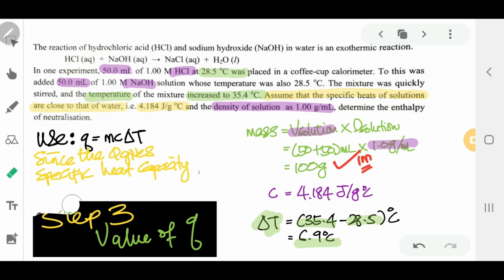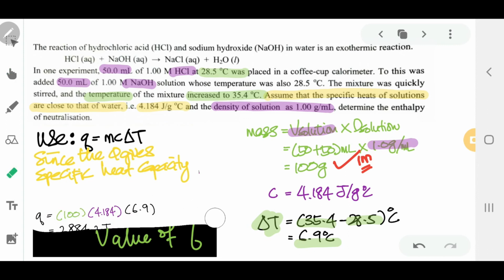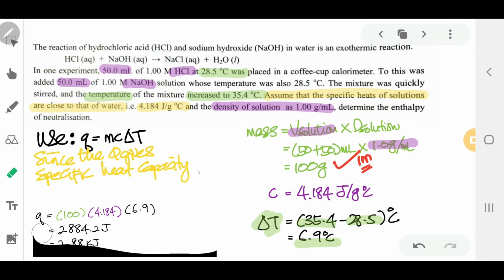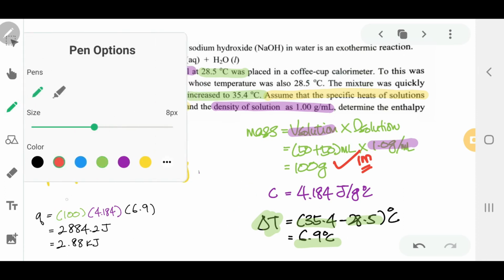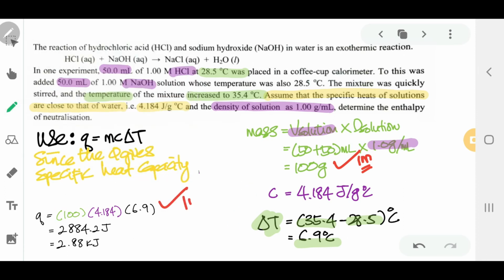So when you substitute all the values inside the Q formula, you should be able to get this. So we have 1 mark for the correct formula that you used, and you have 1 mark for finding out the value of Q in terms of kilojoule.